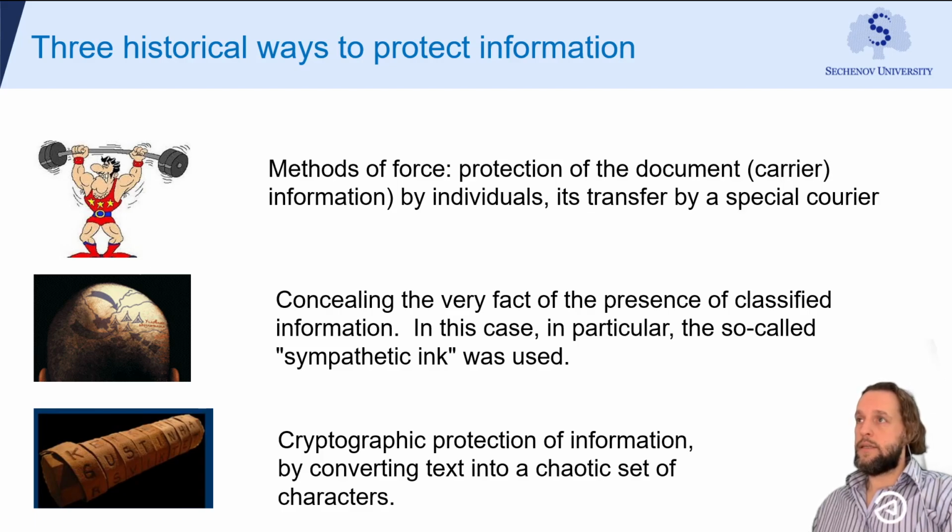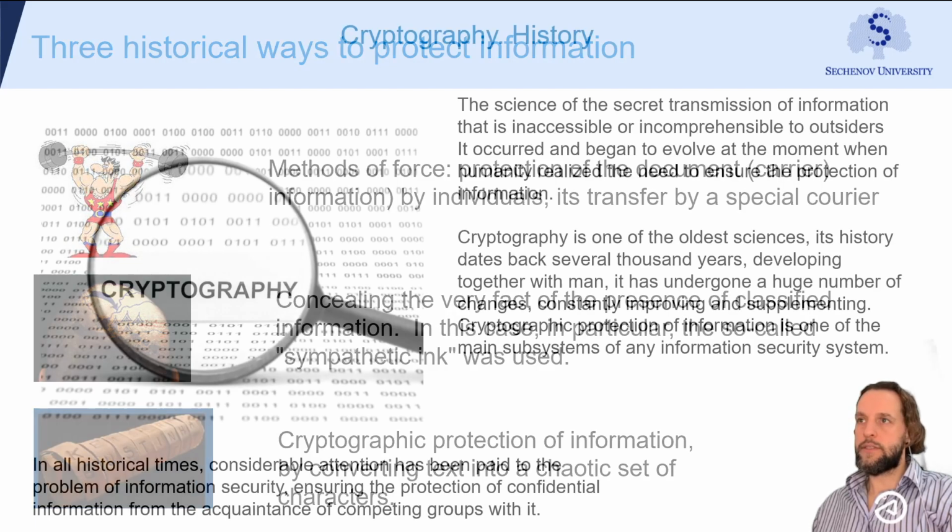In history, there were several ways to protect information. Physical protection with restriction of access to the data carrier, concealing the fact of the information's existence, so it will be hidden, and cryptographic protection, when information was converted into a chaotic set of characters.